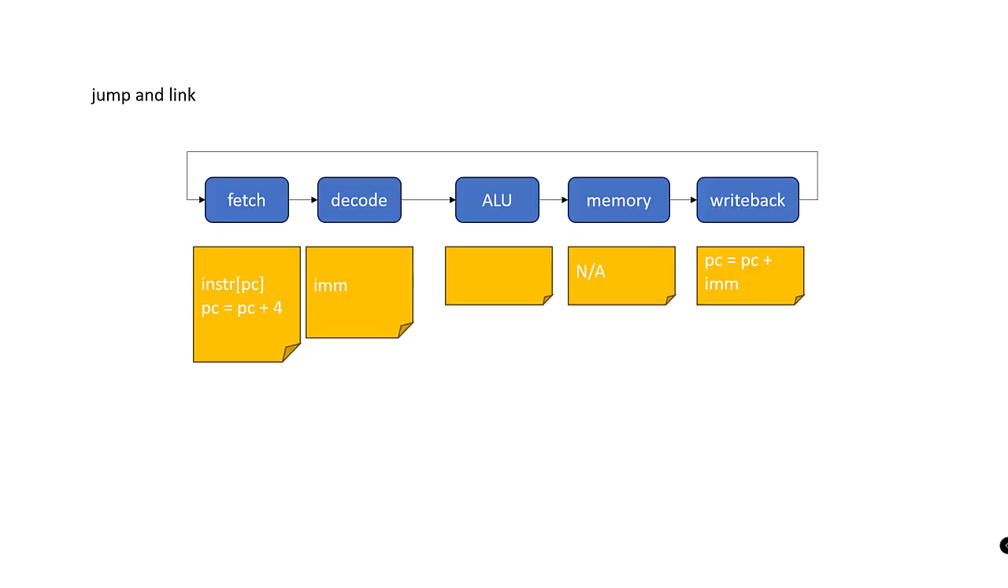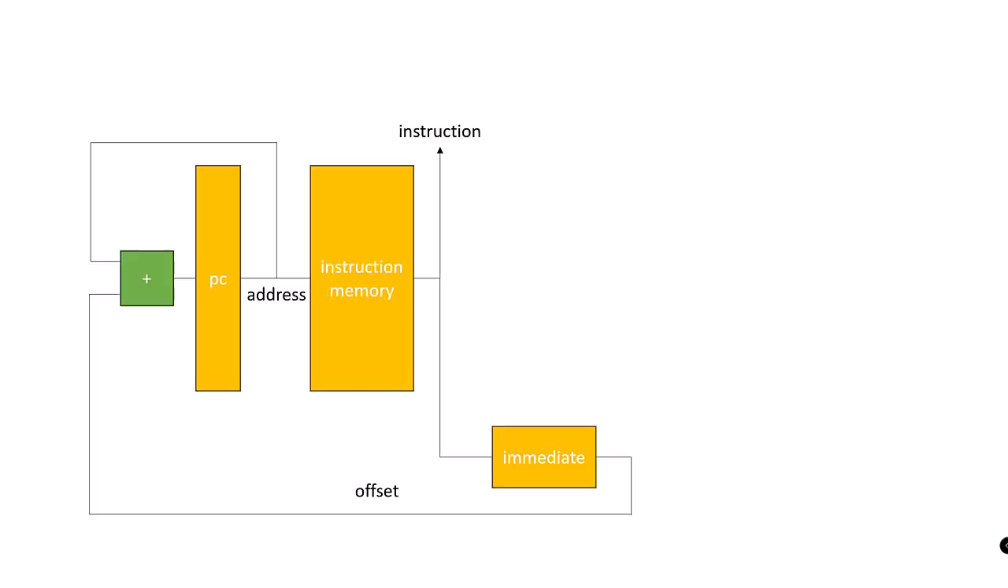The data path and controller for jump and link are very different. A specialized unit to extract and assemble the immediate value is an efficient implementation. The immediate is used to compute the target address of the jump in combination with the current instruction address. The PC is updated and the return address is written to the destination register. Here is a data path for the jump and link.